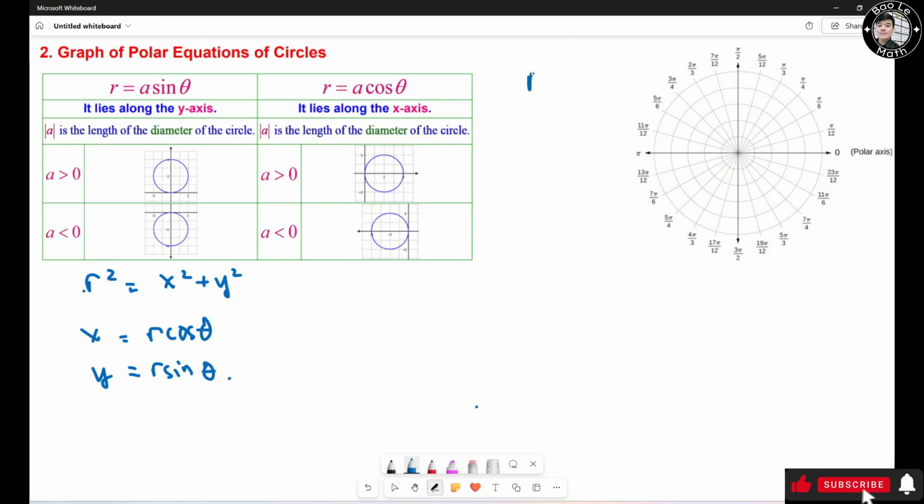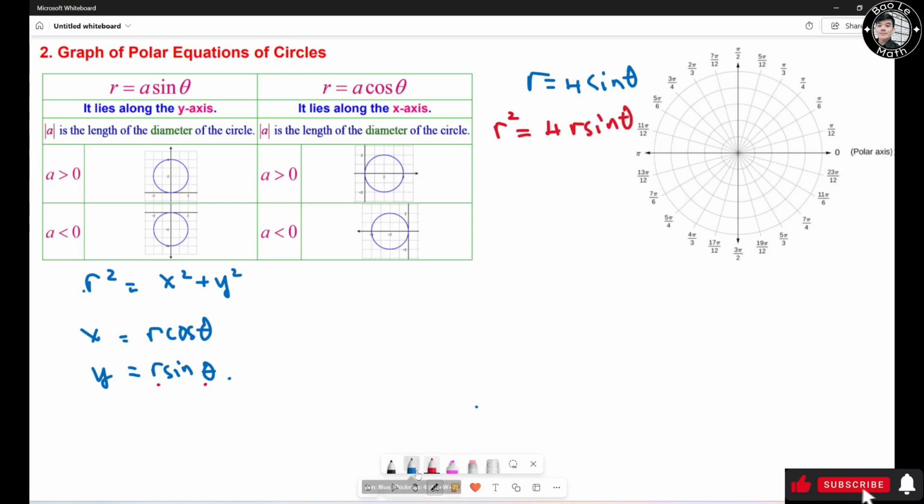Now we have r equals 4 sine theta. We need to convert this polar form to rectangular form. So we need to create r squared, and then we need to create r sine theta. We see that we only have r here, and on the right hand side we don't have r, so we need to multiply both sides by r. So the left hand side becomes r squared. The right hand side becomes 4 times r sine theta.